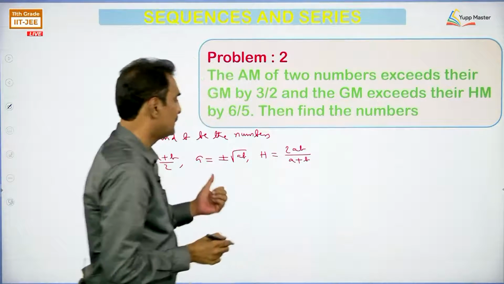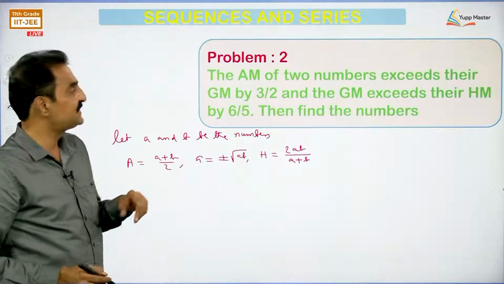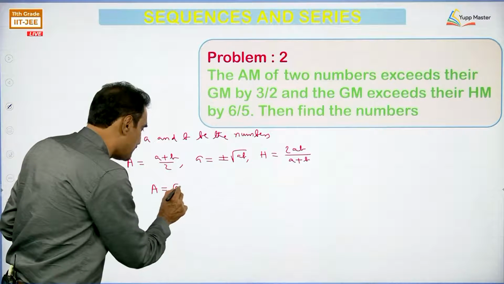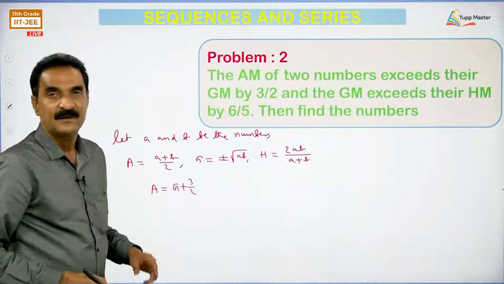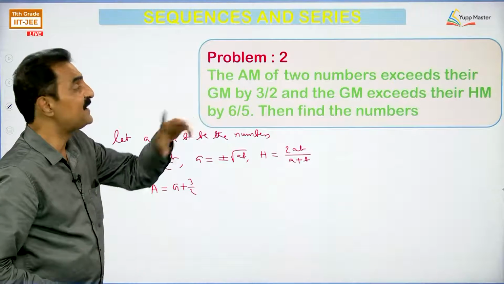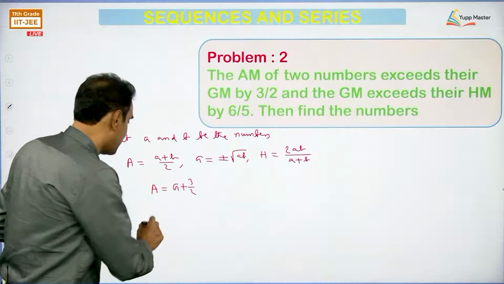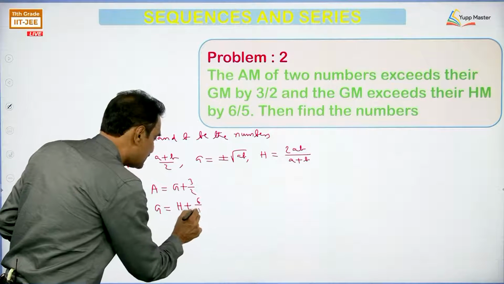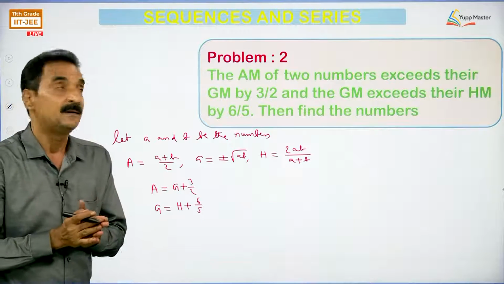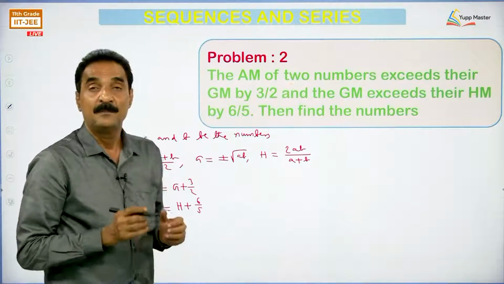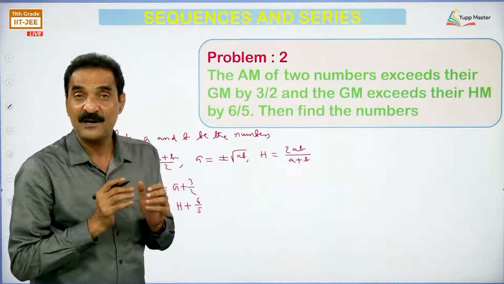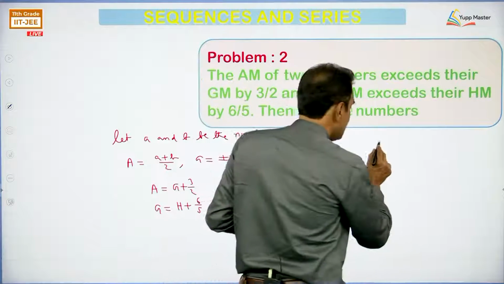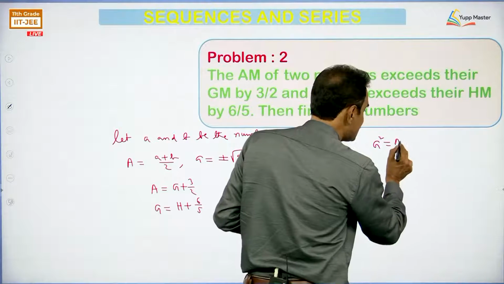Alright. What is given? Arithmetic mean exceeds the geometric mean by 3/2. So A is equal to G plus 3/2. And the geometric mean exceeds the harmonic mean by 6/5. So G is equal to H plus 6/5. This is the given information. Between two numbers, the arithmetic mean, geometric mean and harmonic mean have a relation. What is that relation? We have G squared is equal to AH.